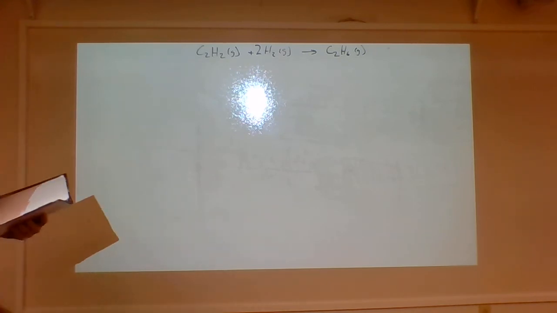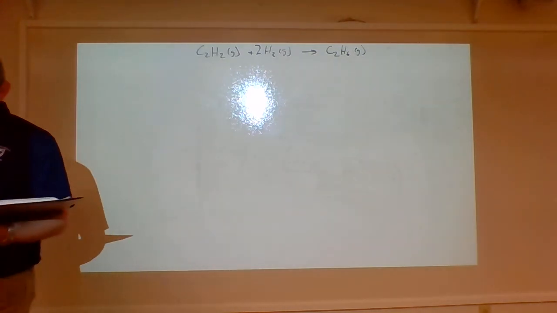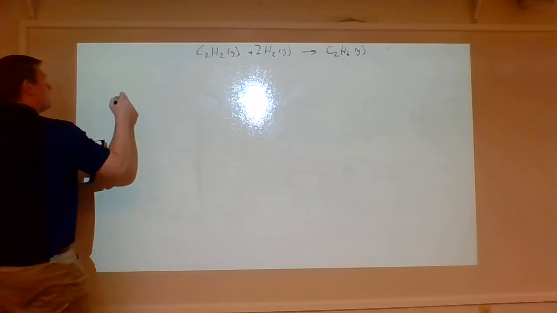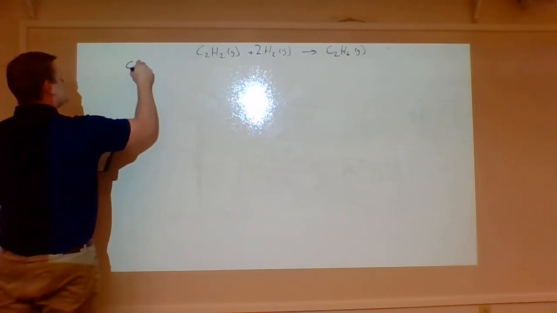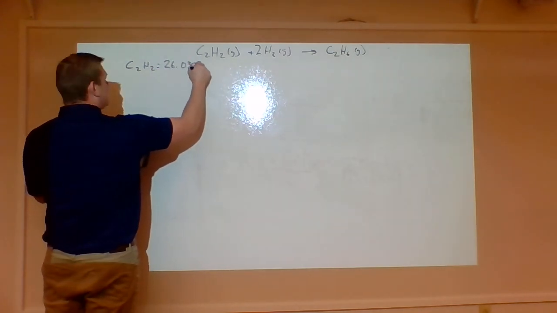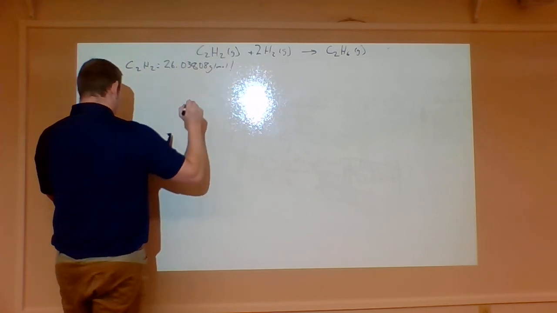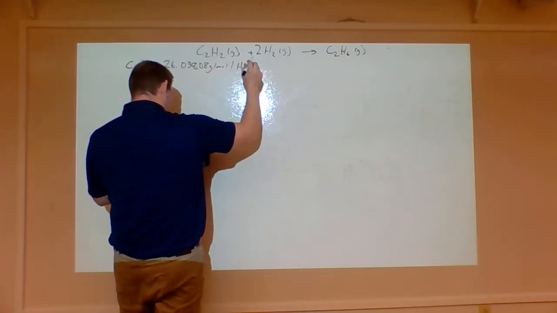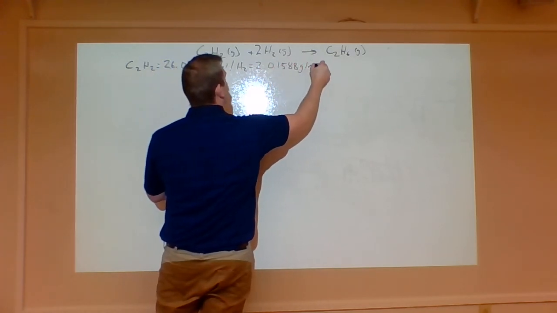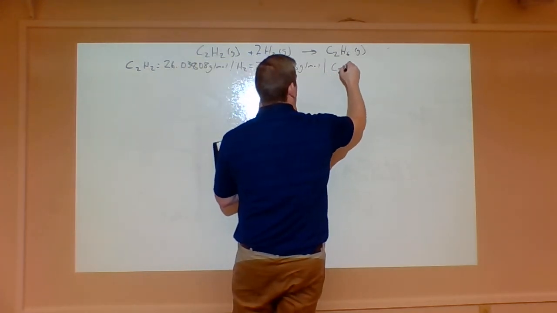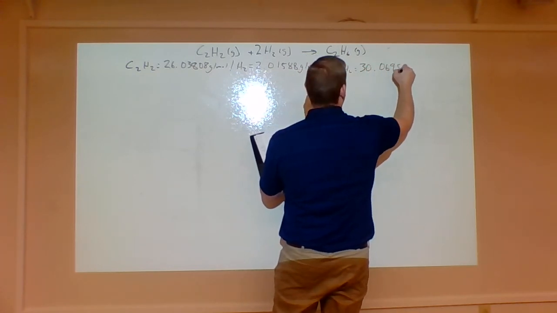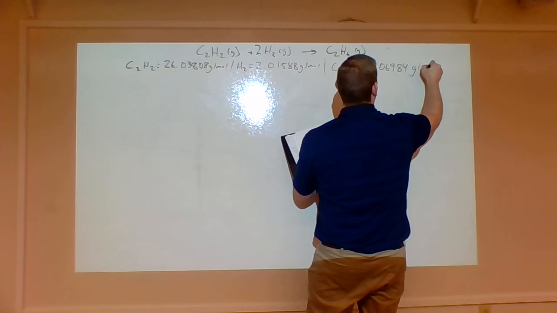The next step would be to determine the molecular weights for each of the different components. So, trusting that you're able to do that, we'll say that the molecular weight for C2H2 is equal to 26.03808 grams per mole. H2 has a molecular weight of 2.01588 grams per mole. And C2H6 has a molecular weight of 30.06984 grams per mole.